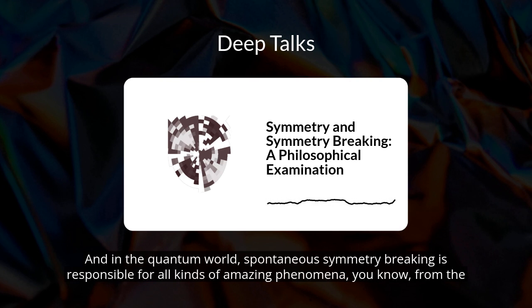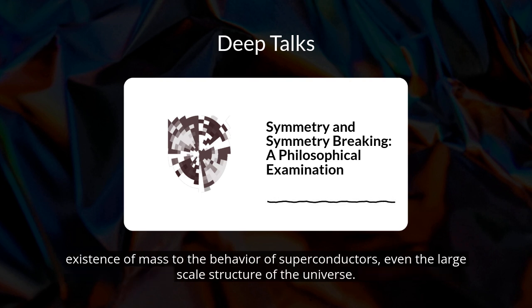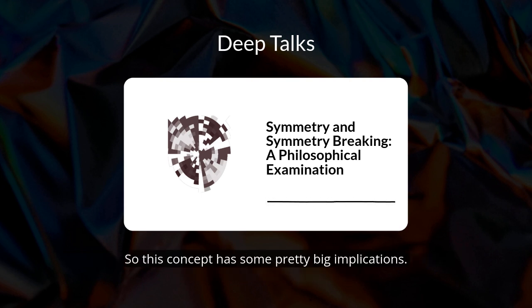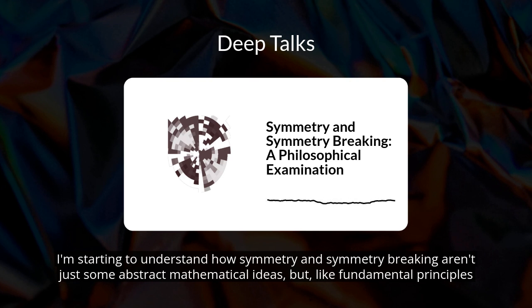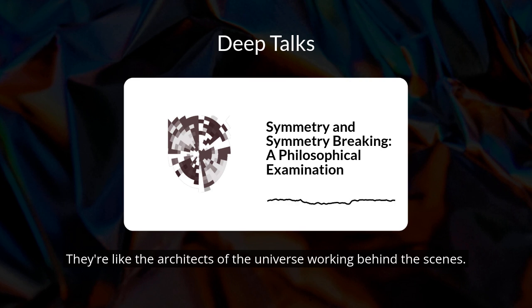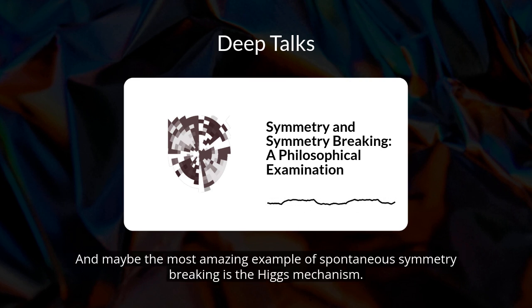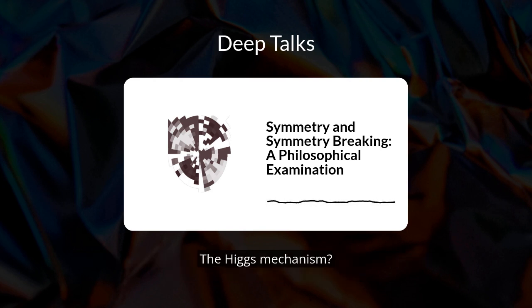And in the quantum world, spontaneous symmetry breaking is responsible for all kinds of amazing phenomena. From the existence of mass to the behavior of superconductors, even the large-scale structure of the universe. Wow, so this concept has some pretty big implications. I'm starting to understand how symmetry and symmetry breaking aren't just abstract mathematical ideas, but fundamental principles shaping reality itself. They're like the architects of the universe working behind the scenes. Yeah, that's a great way to put it. And maybe the most amazing example of spontaneous symmetry breaking is the Higgs mechanism. The Higgs mechanism, yeah.